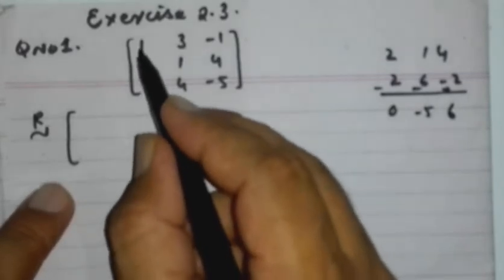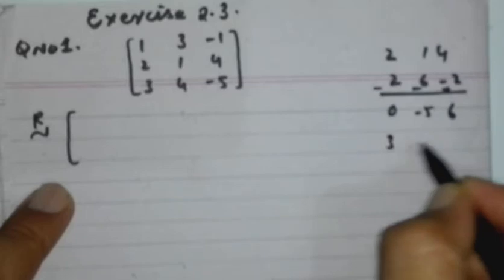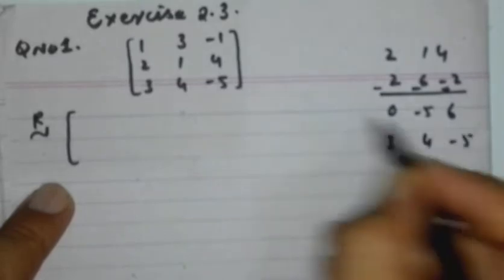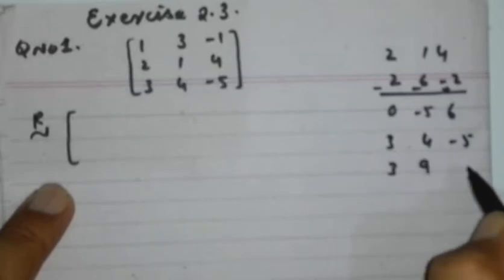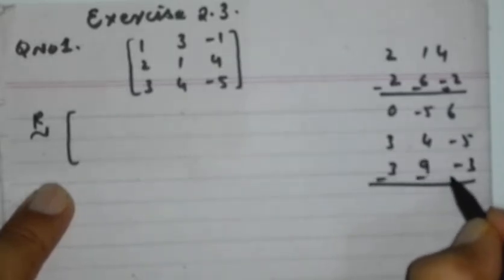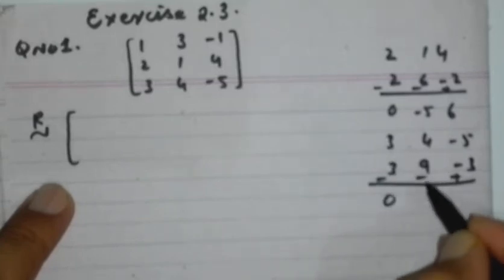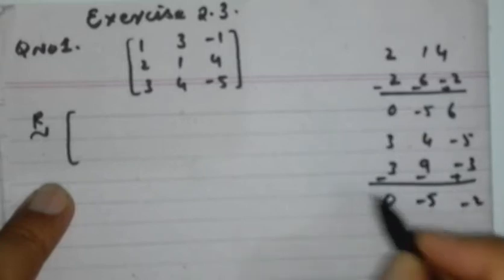And similarly multiply the first row with 3 and subtract it from the third row. Third row is 3 4 minus 5, multiply the first row with 3. 3 1s are 3, 3 3s are 9, and 3 minus 1s are minus 3. Now change the sign. So 3 minus 3 becomes 0. Here we get minus 5 and here we get minus 2.